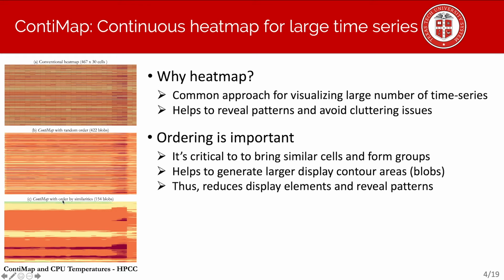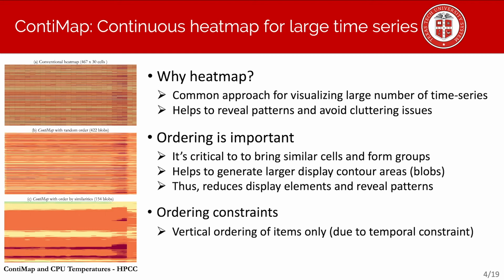After applying proper ordering of the data items by their similarity, we can reduce the number of polygon areas needed to 154, and it shows a much better visualization. We only need a smaller number of polygons to display this data. Therefore, ordering is important. However, ordering has the constraint that we can only order in the vertical direction. The reason is that the horizontal direction is constrained by time.